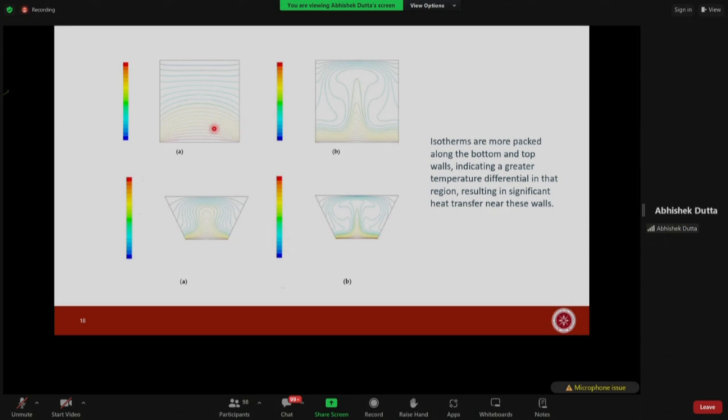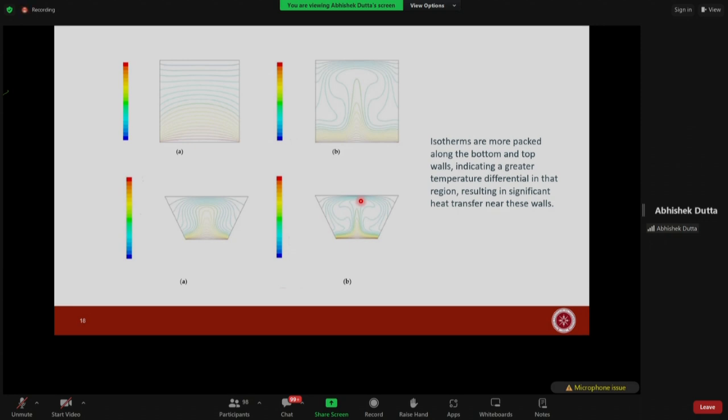So this is an example result of the isotherms for case 1, for two different Rayleigh numbers, 10 to the 4 and 10 to the 5. This is for the square one, and this is for the trapezoidal one. What is interesting to see here is that the isotherms are more packed along the bottom and the top walls. As you can see, they are more packed compared to this. What does this mean physically? It means that there's a higher temperature gradient in that region, resulting in significant heat transfer.